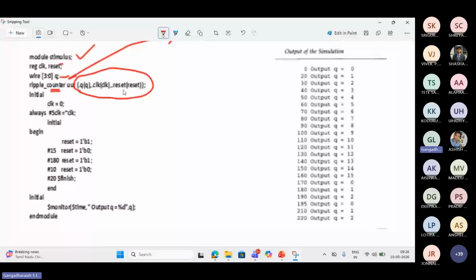Now there are two procedural blocks in Verilog. Any doubt? Do we need to give input as well, right? Pardon me, can you be a bit louder? Do we need to define any input for a ripple counter?